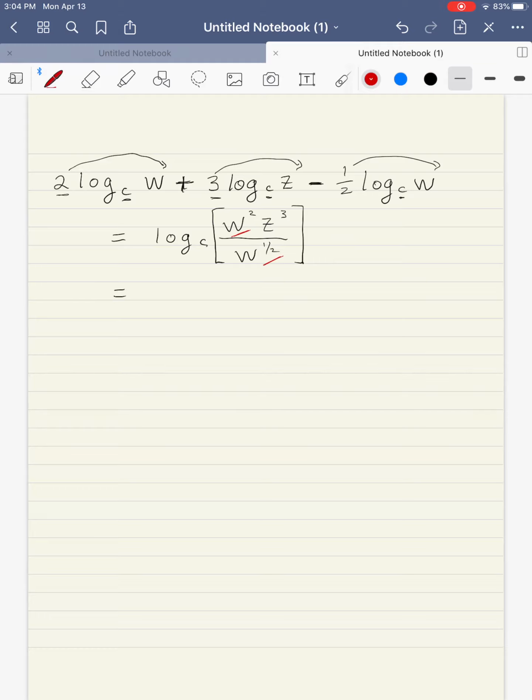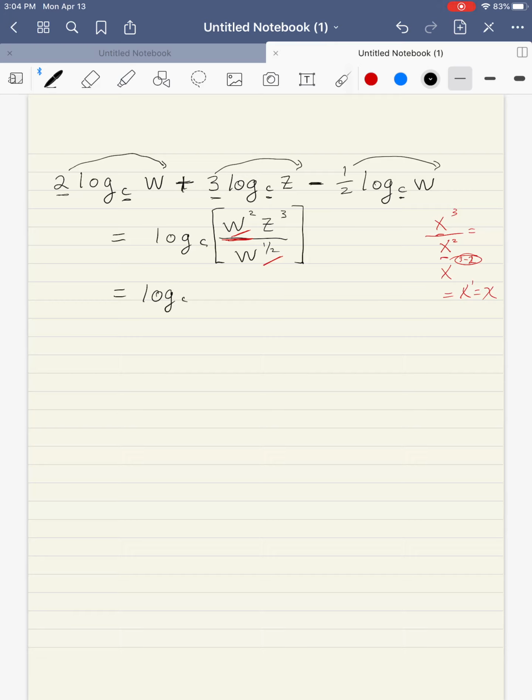But on this one, we have to do a little bit more. Notice that I have w here and w here. So we know that if we have x cubed divided by x squared, that's the same thing as x to the 3 minus 2 power, which is x to the first, which is x. So we know that if we're doing division with the same base, we subtract my exponents. And that's what we're doing here. We're doing division of w to a power over w to another power.